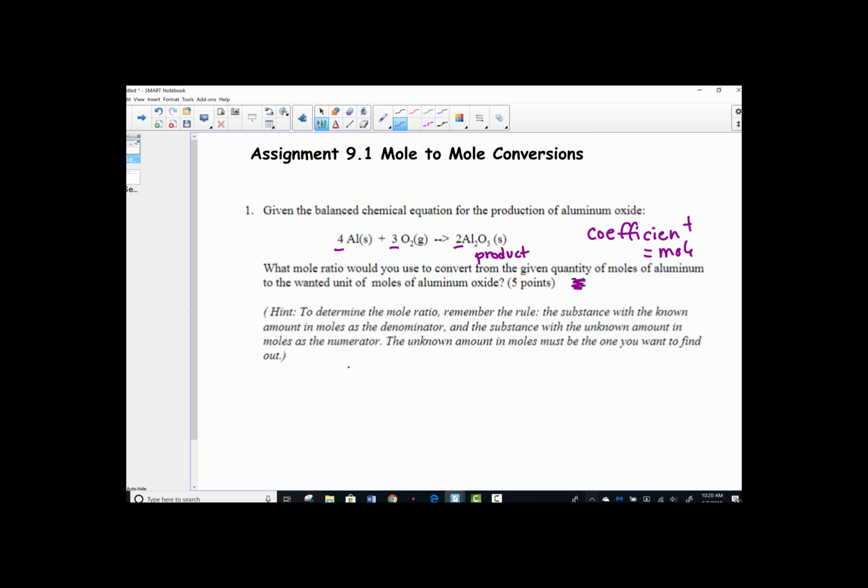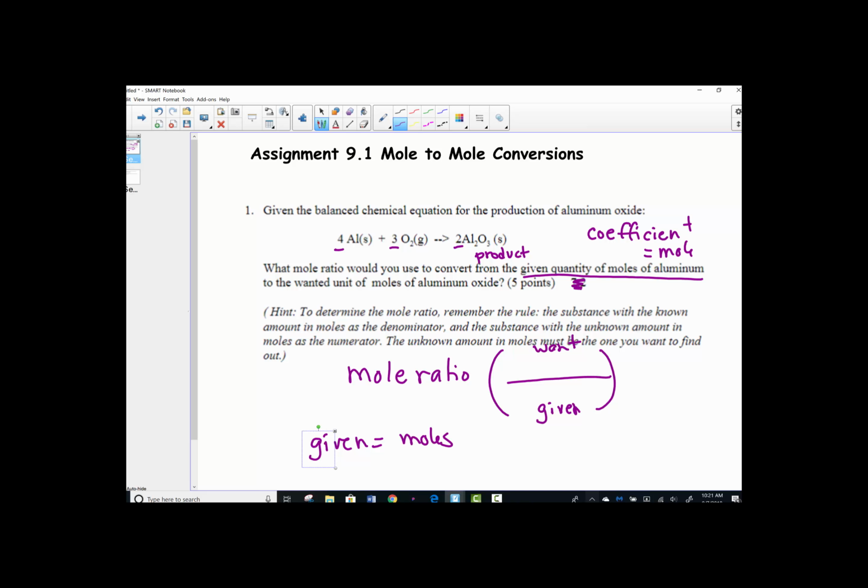Now remember, a mole ratio, I just want us to think about a unit of conversion where we place what we want to solve for from the given quantity. Think want over given for a mole ratio. When we read the question, it says the given quantity, what mole ratio would you use from the given quantity of moles of aluminum? So the given is moles of aluminum, and remember how we read that from our balanced equation? The moles of aluminum is 4.